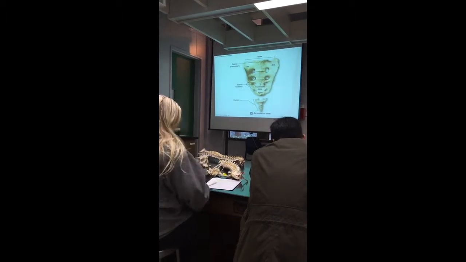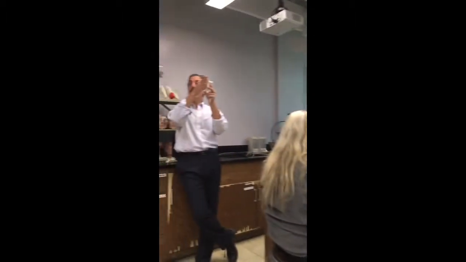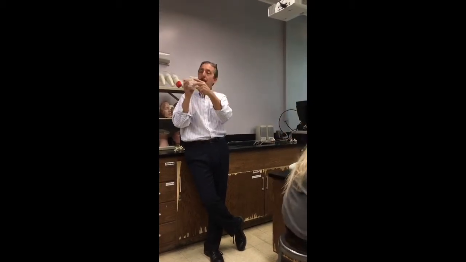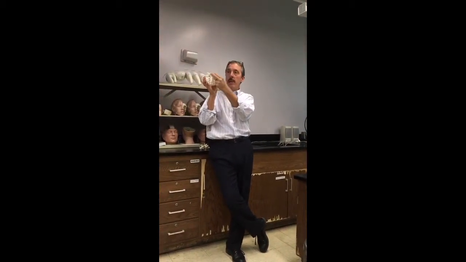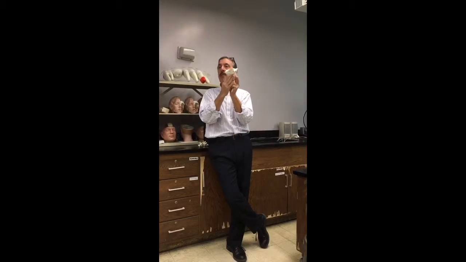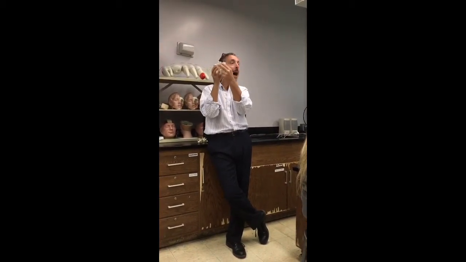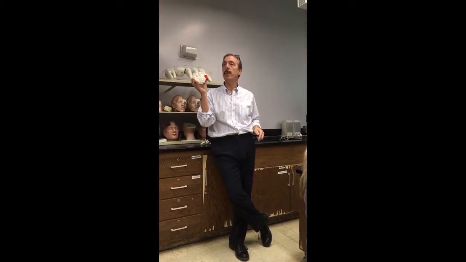How do you tell the front from the back? The front is smooth, like this. The back is all lumpy bumpy like this. Okay, so you need to know the front from the back to get your answers correct. Front is smooth, the back more lumpy bumpy.